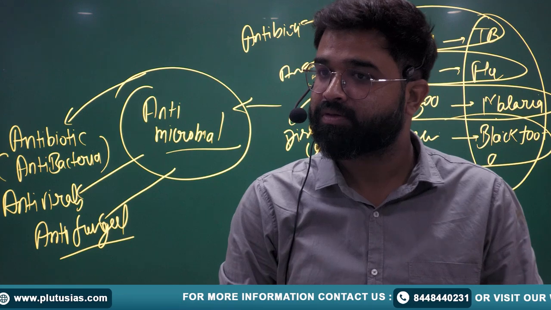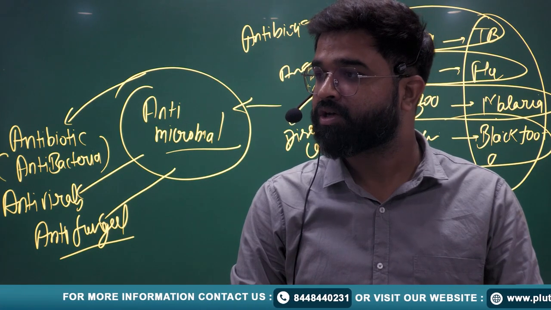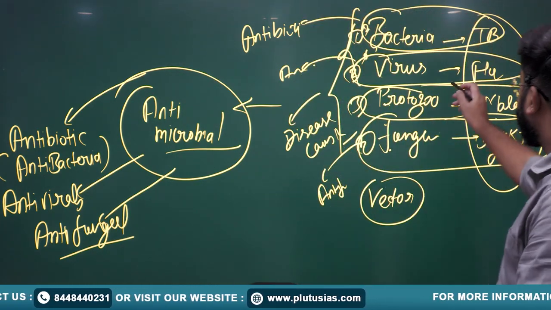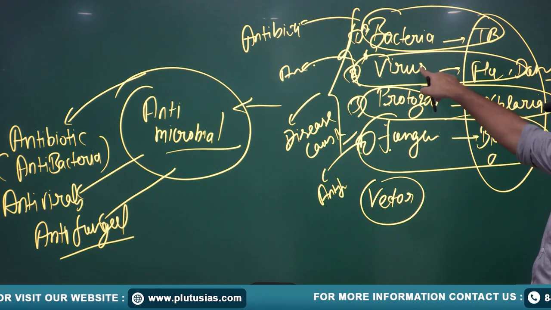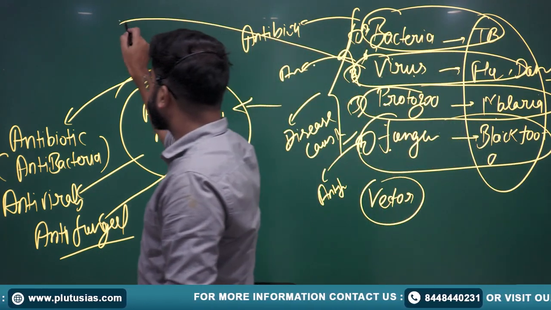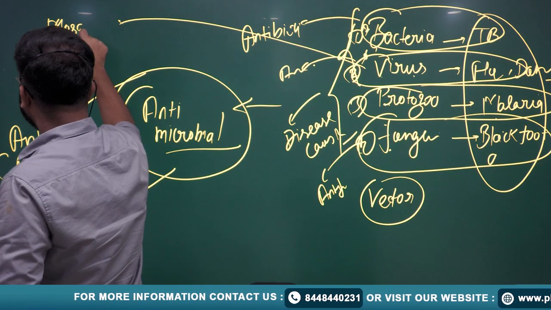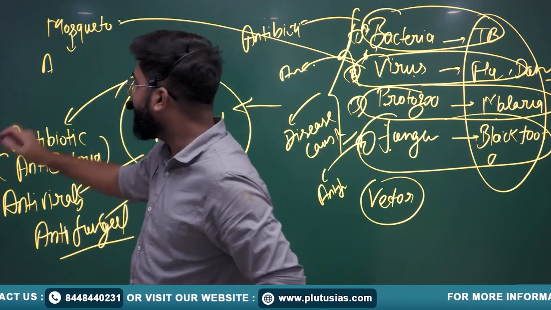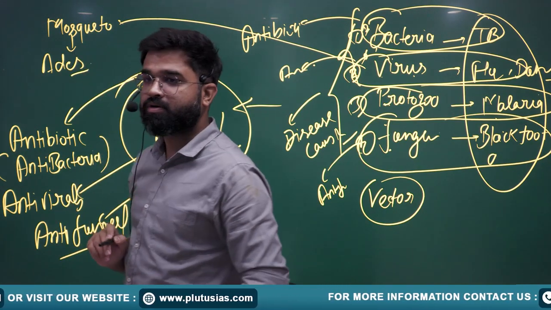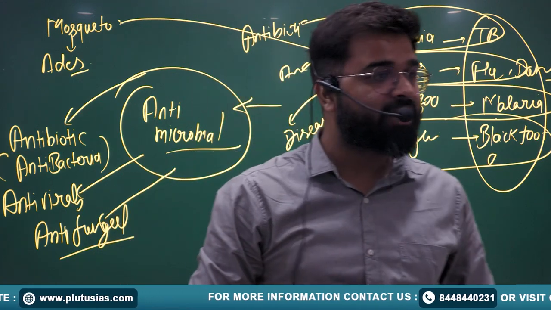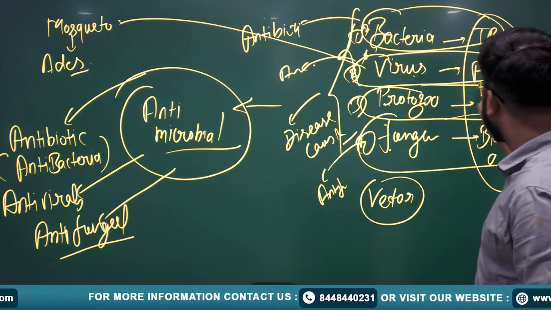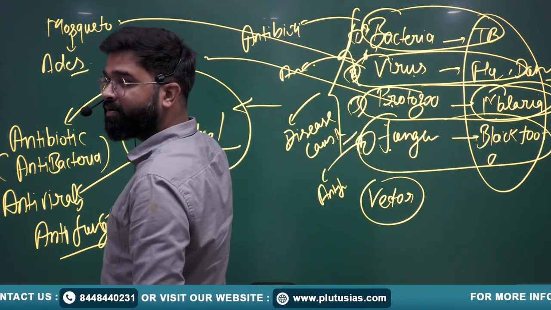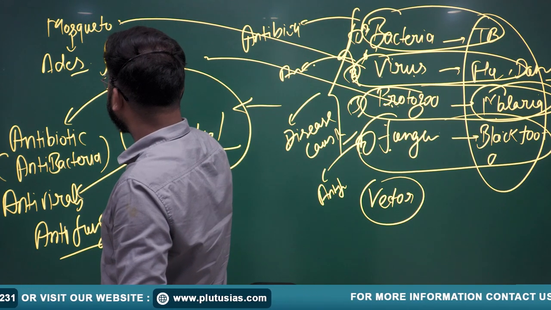What is vector borne disease? What is vector? Like mosquito in case of dengue virus. Dengue is caused by virus, and what is the vector? Mosquito. Which one is it? Aedes. Yes, Aedes mosquito. Okay, you got the idea? So malaria is caused by protozoa, that is Plasmodium. And what is the vector? Again, female Anopheles.